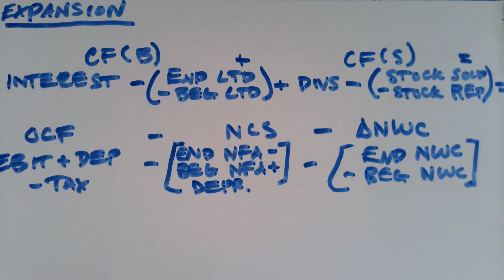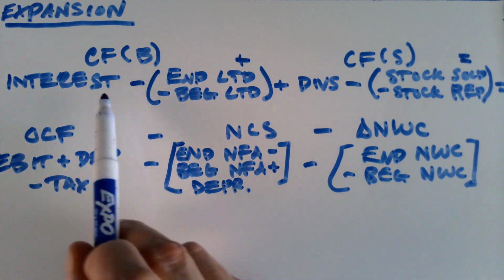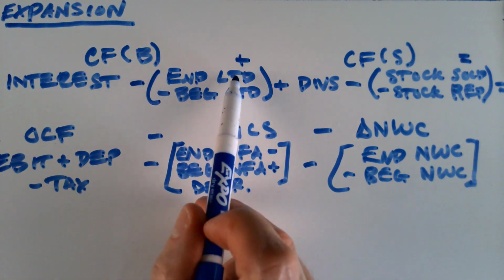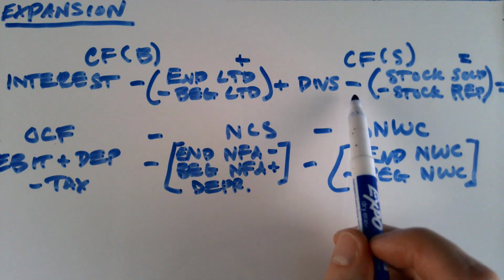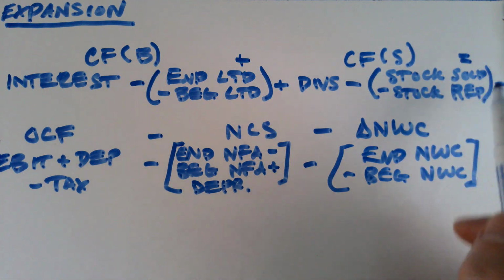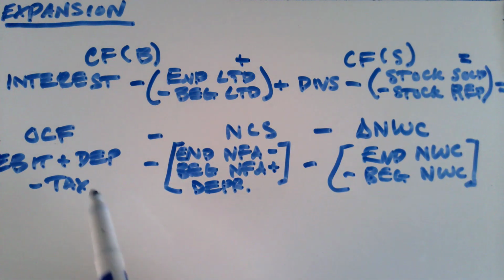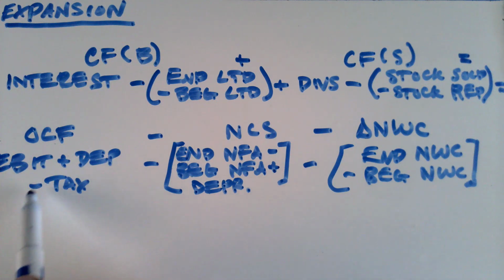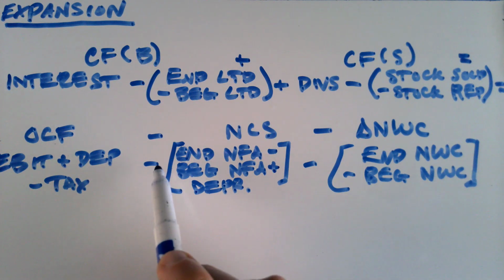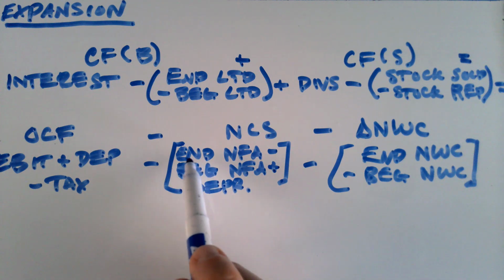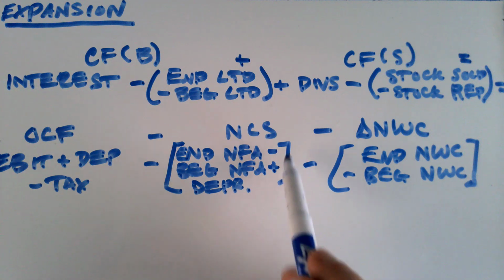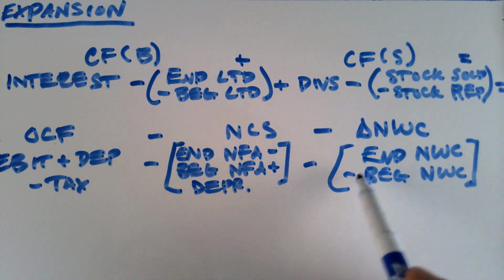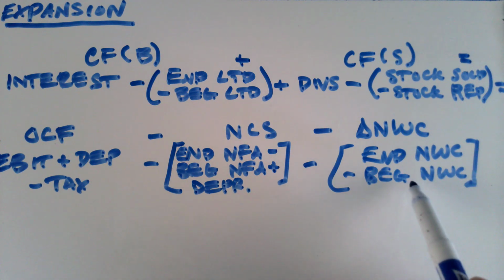And so now we can expand this out. Interest minus, open parentheses, ending long-term debt minus beginning long-term debt, close parentheses, plus dividends minus, open parentheses, stock sold minus stock repurchase, close parentheses, equals EBIT plus depreciation minus taxes, subtract, open parentheses, ending net fixed assets minus beginning net fixed assets plus depreciation, close parentheses, minus, open parentheses, ending net working capital minus beginning net working capital, close parentheses.